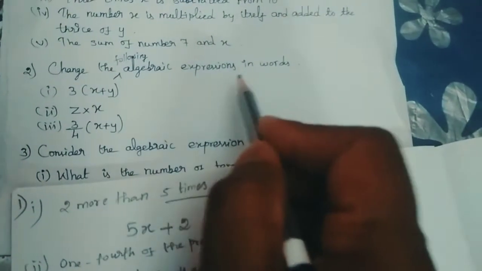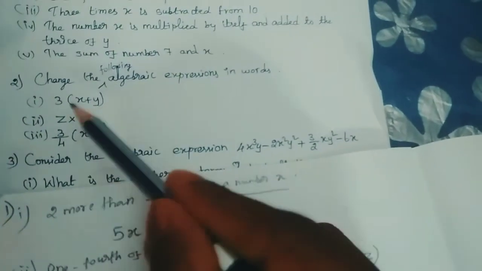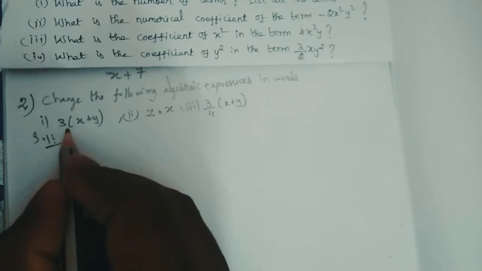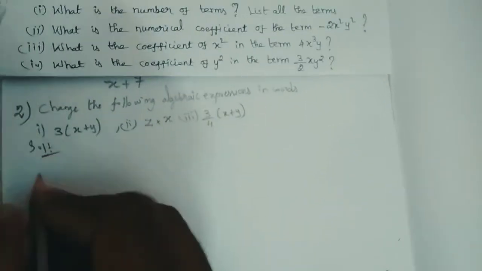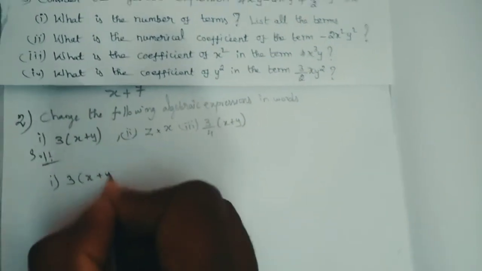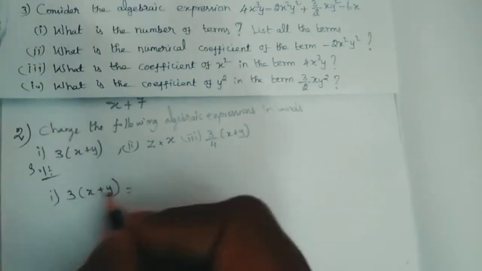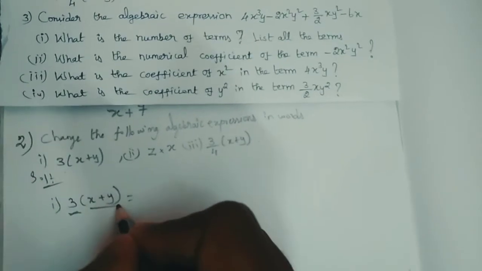Next question, change the following algebraic expressions in words. So in this question we are going to write the algebraic expressions in words. So first question is 3 into x plus y. So first question we are going to write the algebraic expression in words. So this algebraic expression means 3 times the sum of x and y.